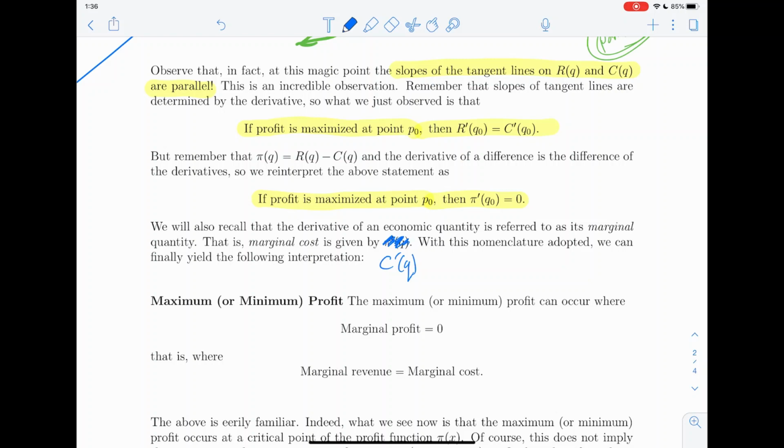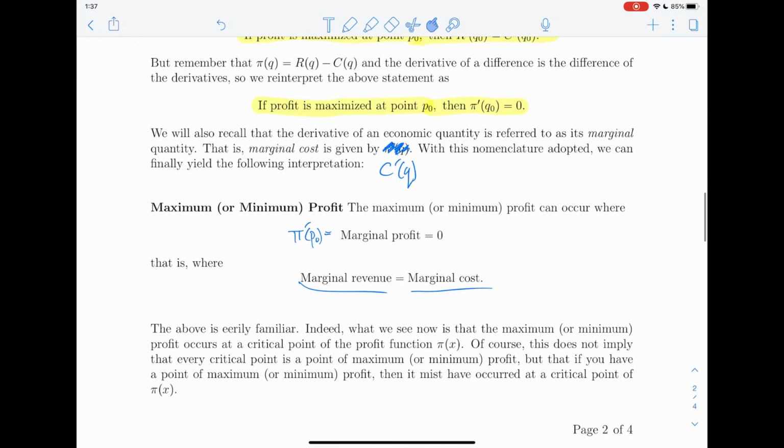So then what we've deduced right now is the following theorem, that we can maximize or minimize profit in the following way, that the maximum or minimum profit occurs when either the marginal profit, which based on what we just talked about is pi prime of a value, say q naught, is equal to 0. Or if I want to, I could use this representation from up here, and I could interpret this as when marginal revenue is equal to marginal cost.